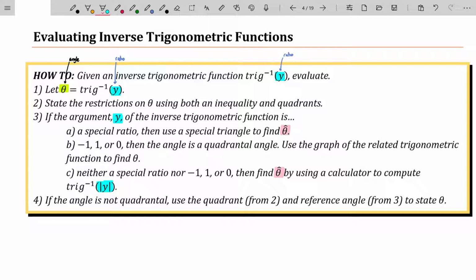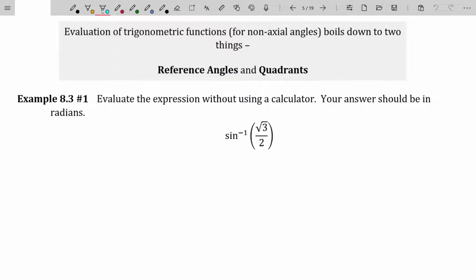Now that seems like a lot, and that's why I don't like to write down how-tos like this, because it really does seem like quite a bit to digest. It's actually a lot easier to just dive right into it. So that's what we're going to do right now. And for each of these examples, you'll note that at the very top it says evaluation of trig functions for non-axial or non-quadrantal angles boils down to two things: reference angles and quadrants.